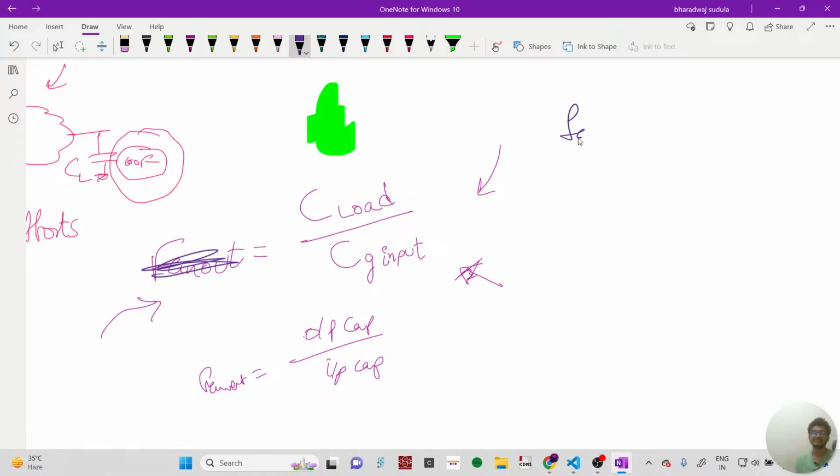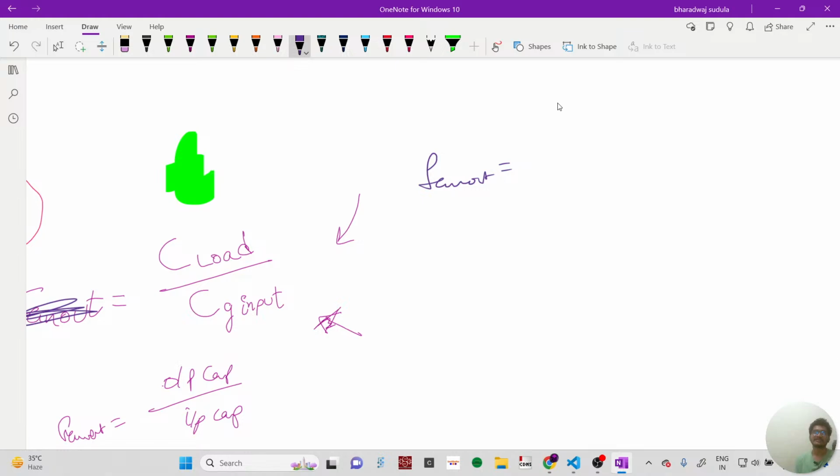Fan out is just something that we have. I think I have told you about it. Okay, fan out is how many gates, or you can say gate in the sense it has some capacitance, right?